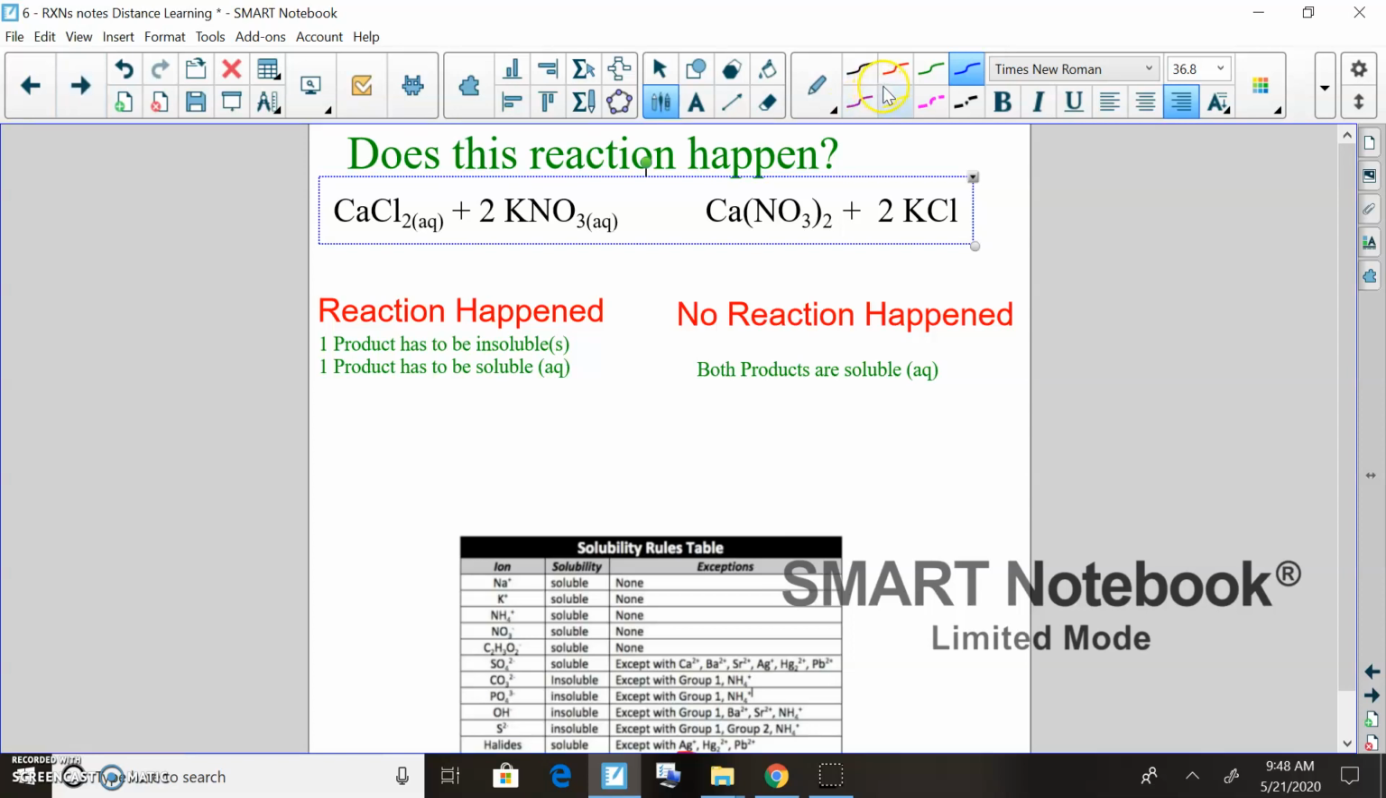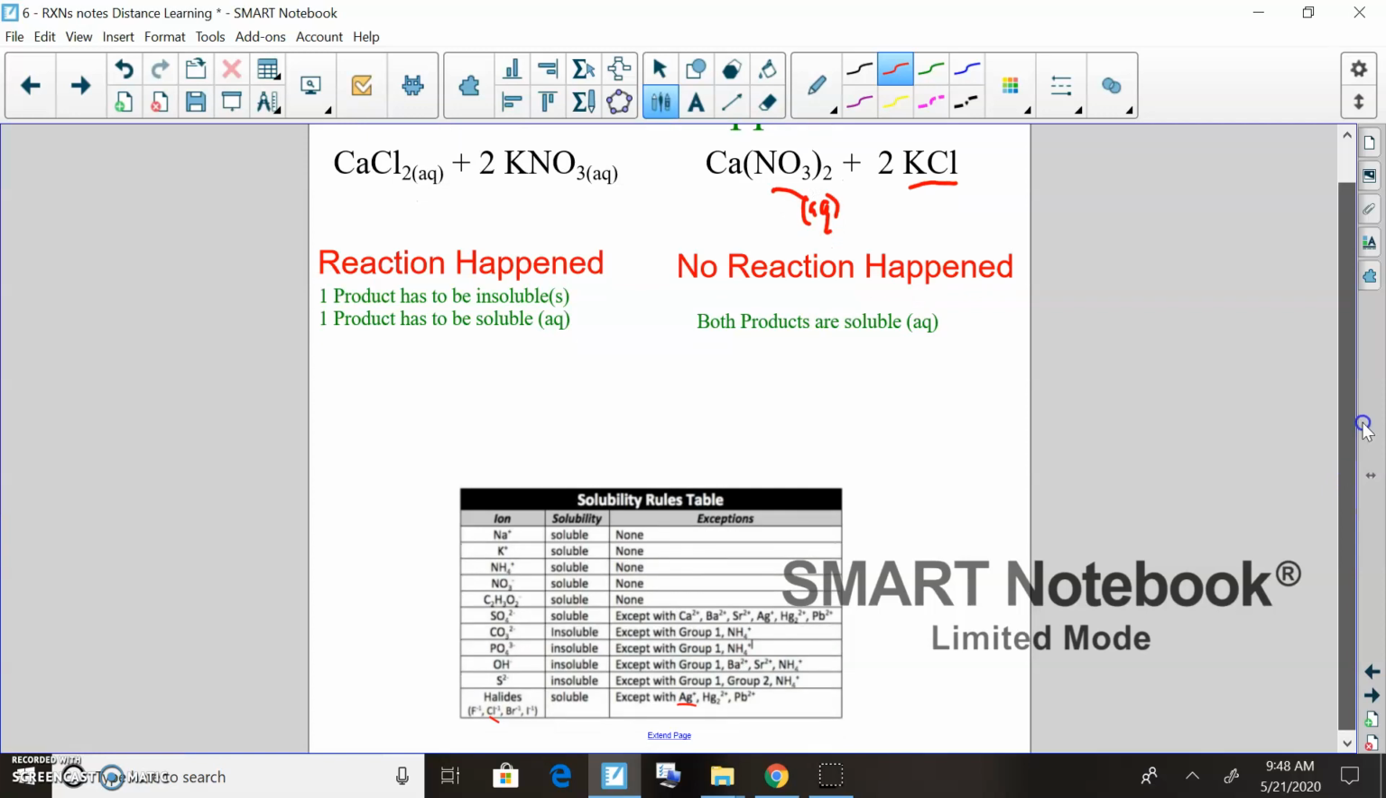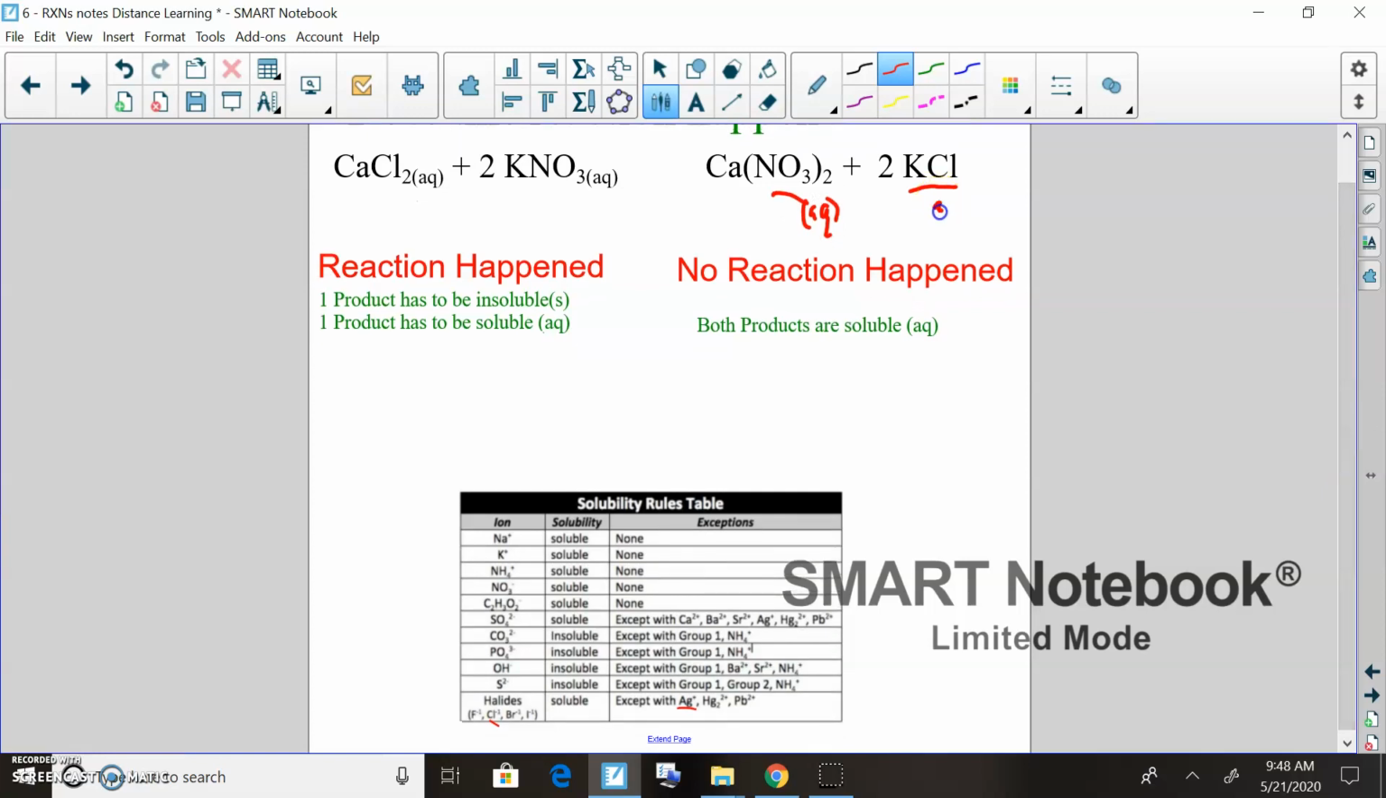Calcium chloride and potassium nitrate. Two solutions. Does this reaction happen? We've got to look at our solubility chart. So the first one, nitrate, NO3, that's aq because it's soluble. Potassium chloride, well, let's find out. Cl, so that one is aq as well.